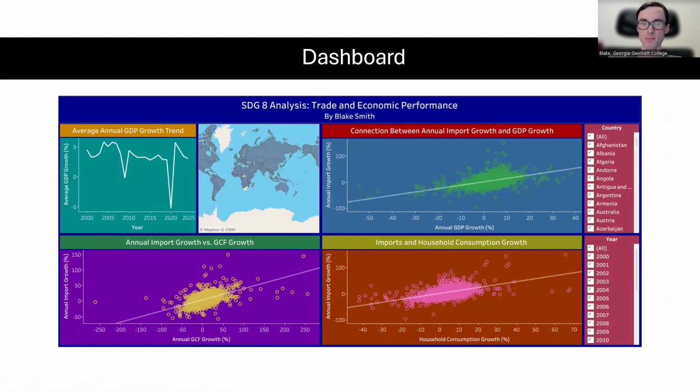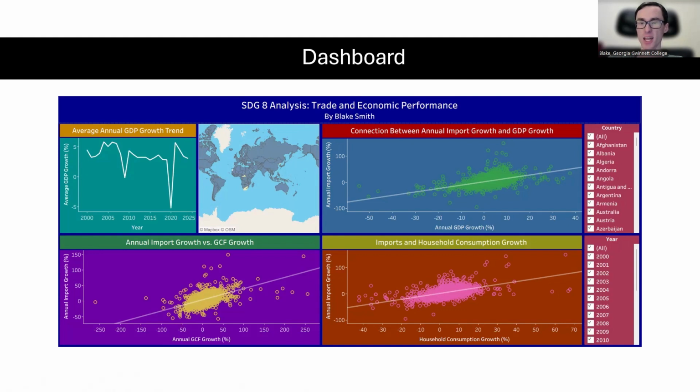growing. This is a dashboard I created where I used all four of the datasets I mentioned earlier. The line chart in the top left shows the average GDP change over several years. The purpose of this graph is to show that economic conditions change over time. The GDP growth is only one indicator of economic performance, but it does not capture every part of an economy. Anyway, the graph on the top right looks at GDP and imports, the bottom left looks at GCF and imports, and the bottom right looks at household consumption and imports. I also made filters that allow us to look at certain countries and years.